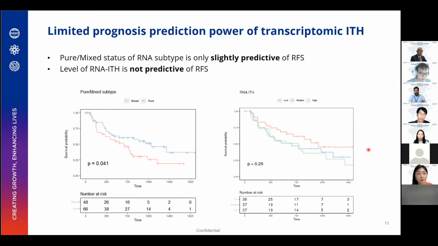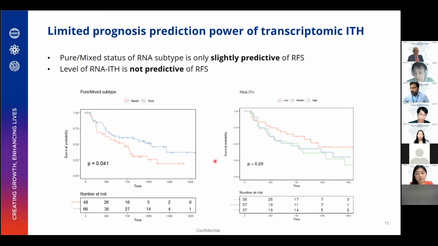So considering we find a very aggressive subtype that shows worse survival in the previous transcriptomic analysis, we then ask the question: for the patients with this bad apple subtype, whether the mixed patients will survive worse than those without, because they should already show very bad survival, then whether ITH, the transcriptomic ITH, would add another layer of stratification here.